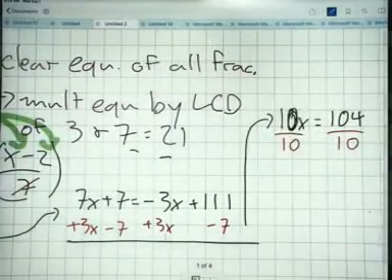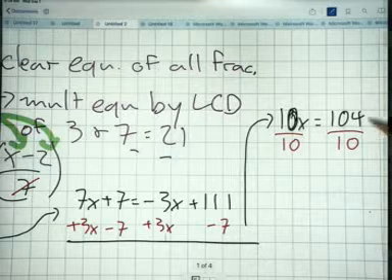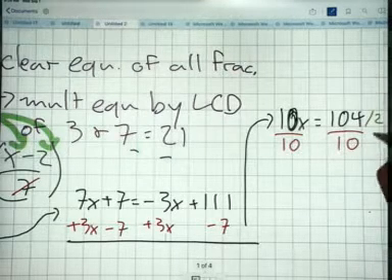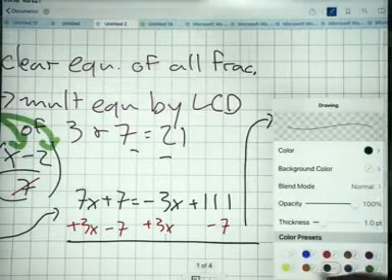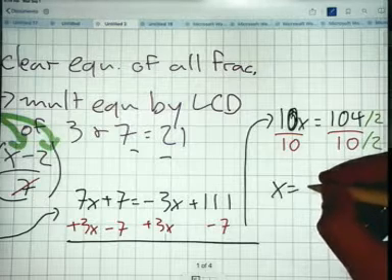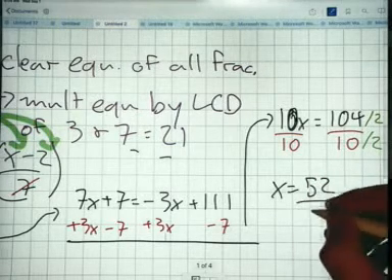what we can do is we can simplify 104 over 10 by dividing by 2 on the top and the bottom, and that is how we're going to get x is equal to 52 over 5.